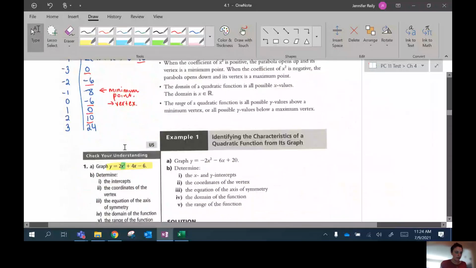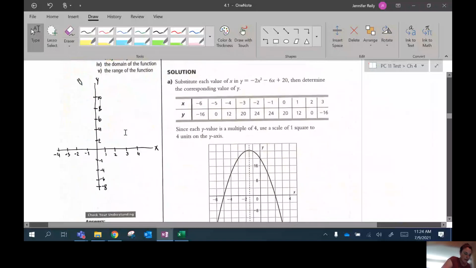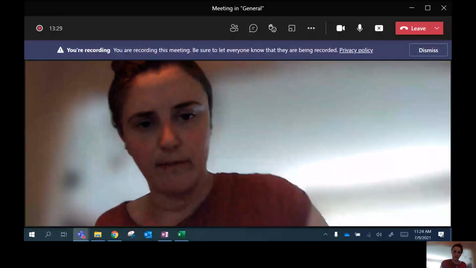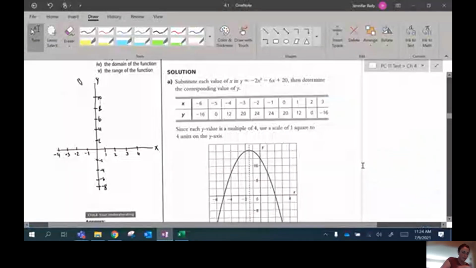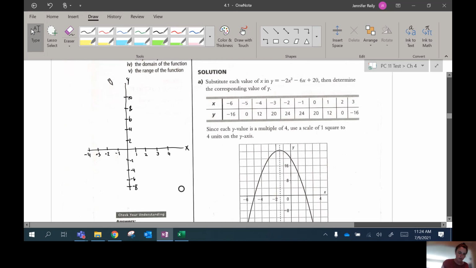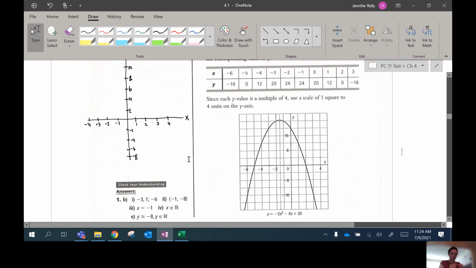So the minimum point occurred at -1, and that was it. What is going on here? There we go. -1, -8. Something's happening with my pen today. It's really not agreeing with me. I'm going to just reset it.